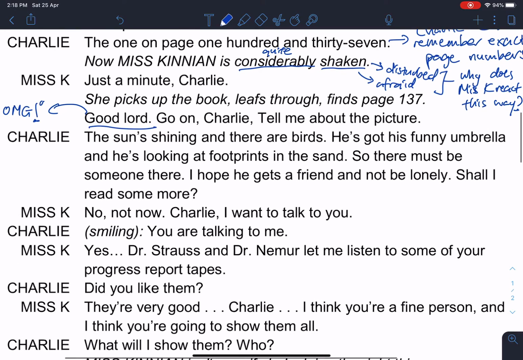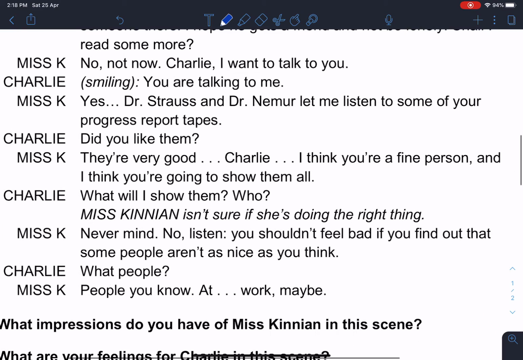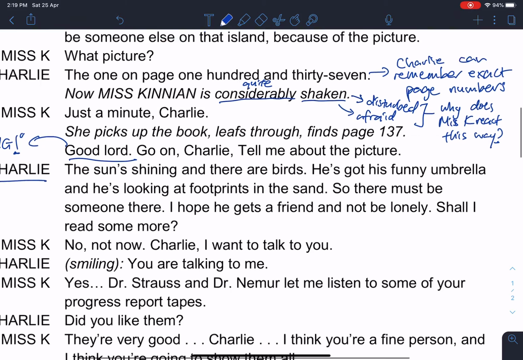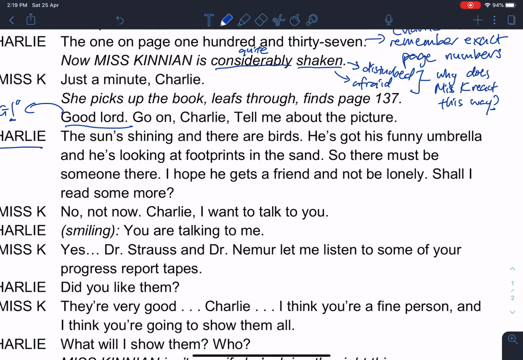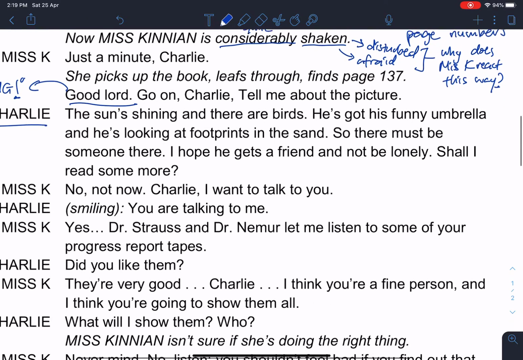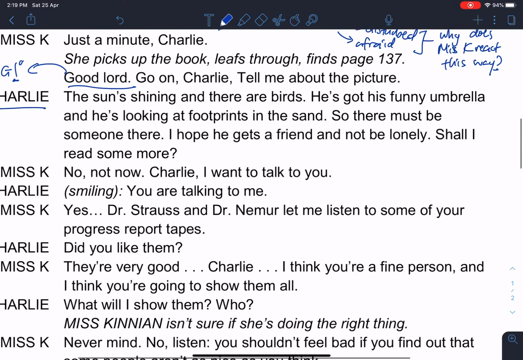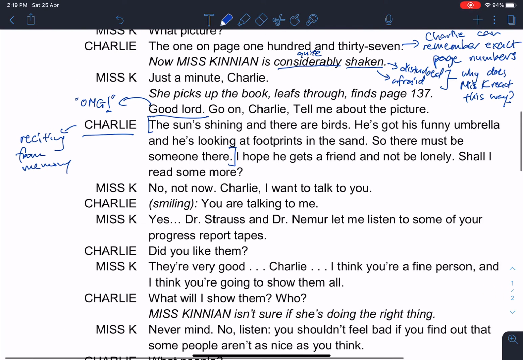Okay. And now Charlie, remember, is he looking at the book? He is not, okay? He is reciting from memory. And we look at the description: the sun is shining, there are birds, he's got his funny umbrella and he's looking at footprints, so there must be someone there. Now, can you remember exactly what's in the picture? This is Charlie who normally can't read, okay? So what is going on with Charlie? He can recall everything, right?